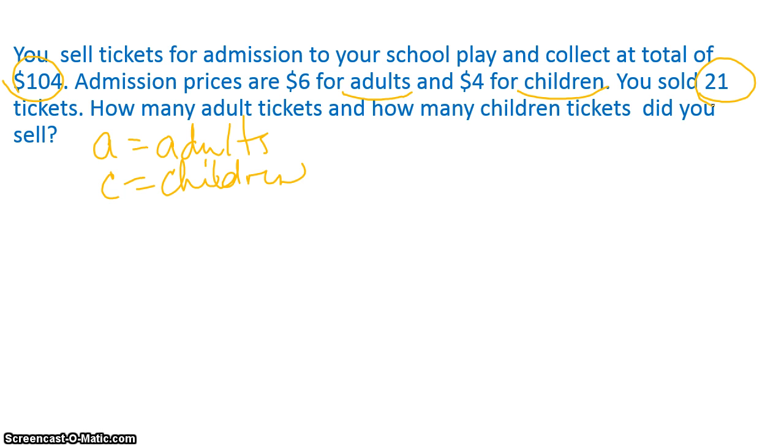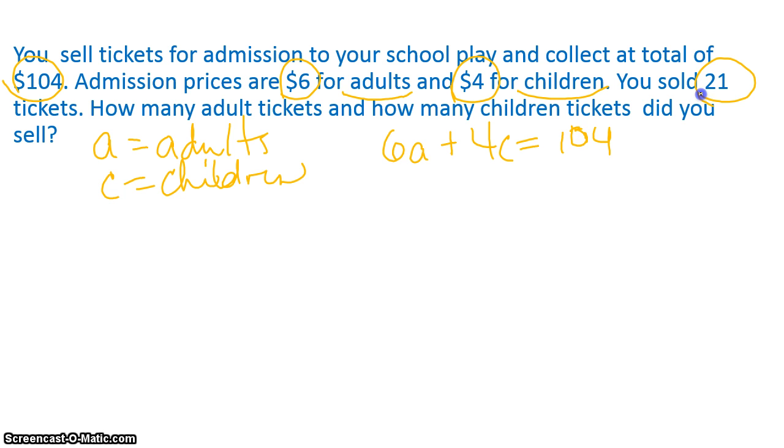So I'm going to start off with my money amount of $104, and I go back to what I had for adults and children. For adults, I charged $6, so I'm going to make that 6 times my adults, plus our other one, our children. How much did we charge for children? We charged $4, so 4 times my children. And the total money amount was $104. So I've got my first equation established.